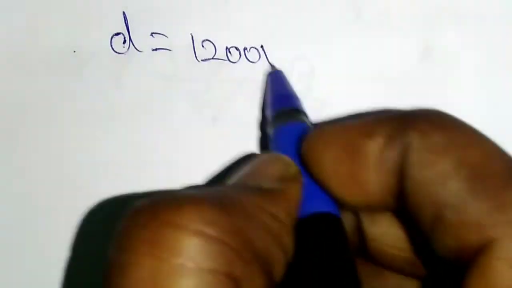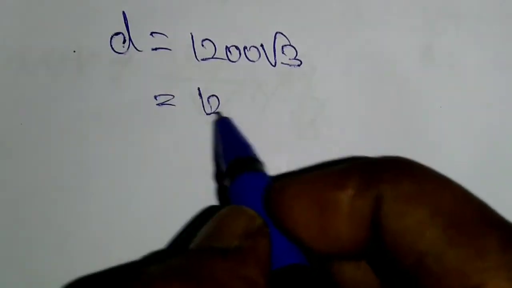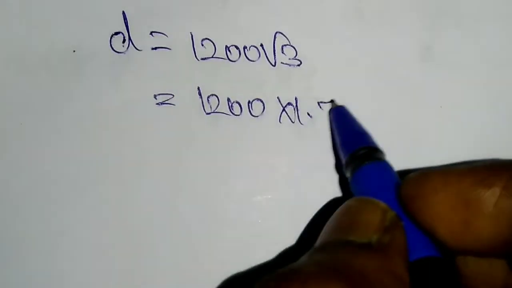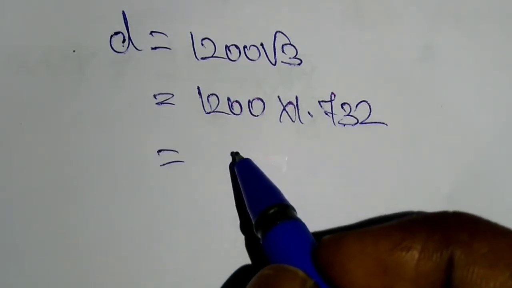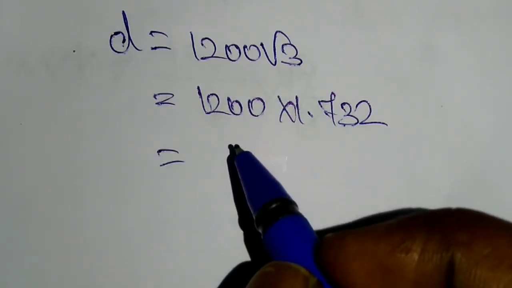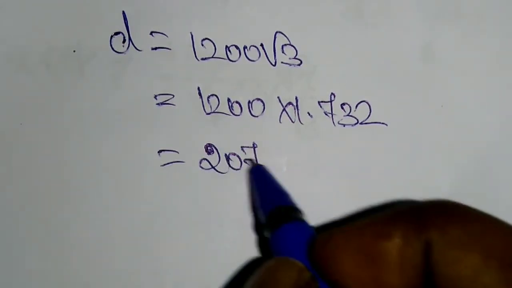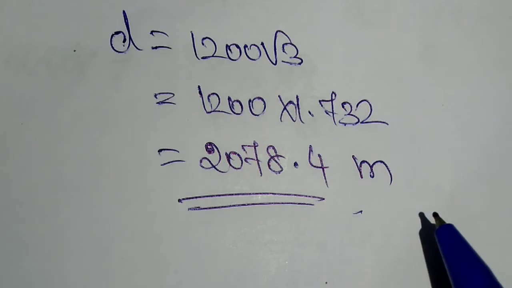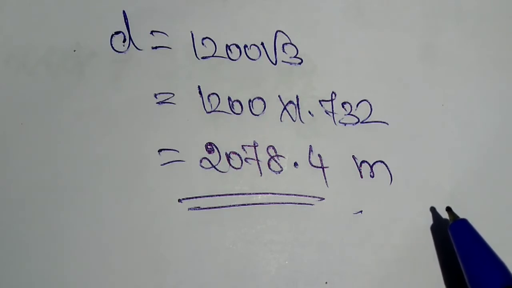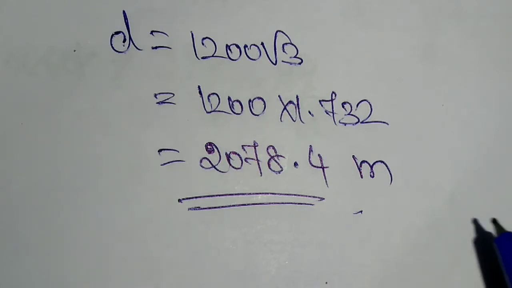Here we get D is equal to 1200 into root 3. So here root 3 value is 1.732, so 1200 into 1.732. Here the multiplication of 1.732 into 1200 is 2078.4 meter. So the distance between the two boats is 2078.4 meter. Okay.